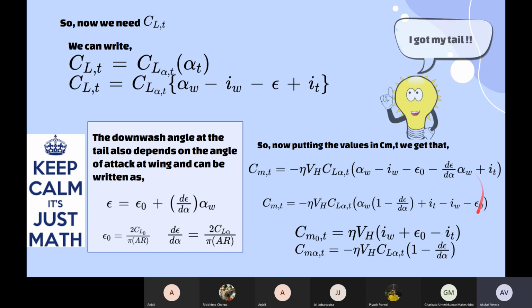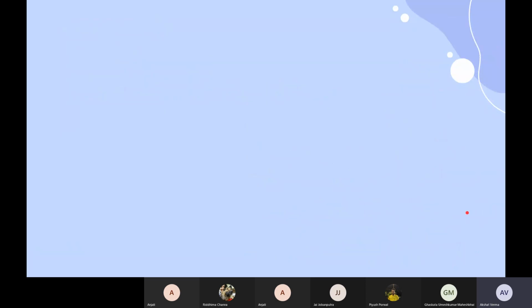So in this way we have got all the information about our tail, right? Whenever we want to understand the contributions of any component in our aircraft, we will look at these two parts, that is Cm naught for that part and Cm alpha. As you can see, we have got these two components for our tail, so now we can say that we have understood all the contribution of the tail in our moment. So let's look at how it helps us.